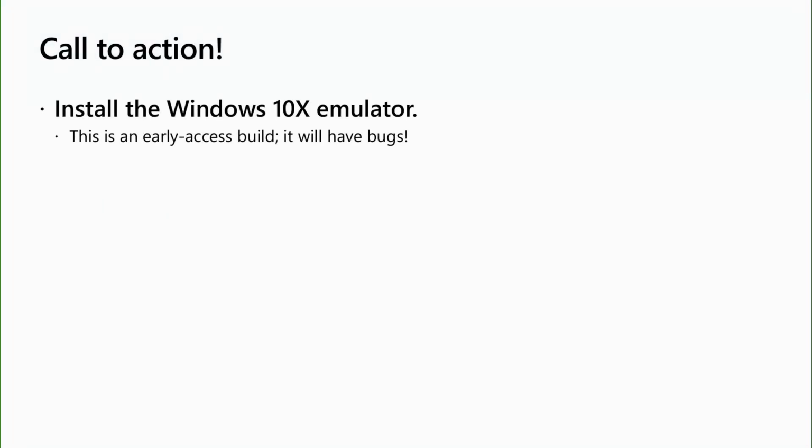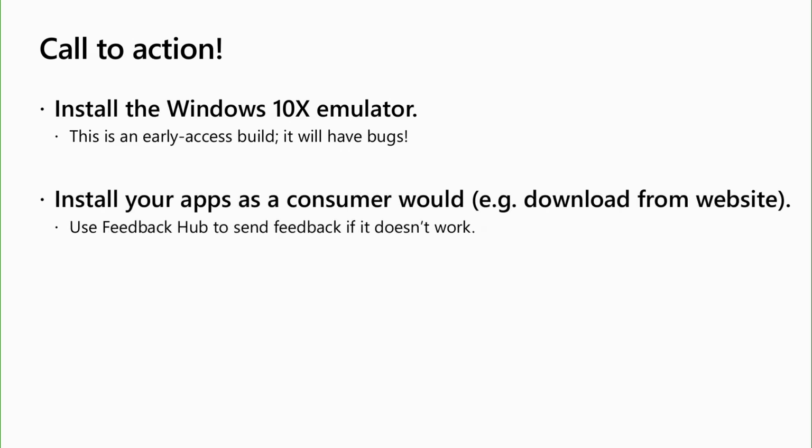So, quick wrap up about what we talked about today, starting with a call to action. So first, please install the Windows 10X emulator. Again, Claire has a talk on this. She'll tell you how to get it from the Microsoft Store. Remember, this is an early access build you'll have access to, and so there will be bugs. And please file feedback on those bugs.